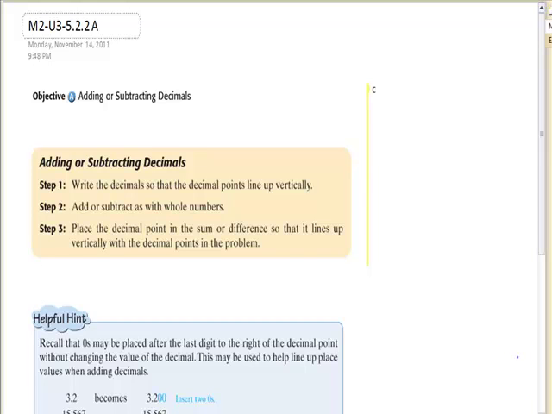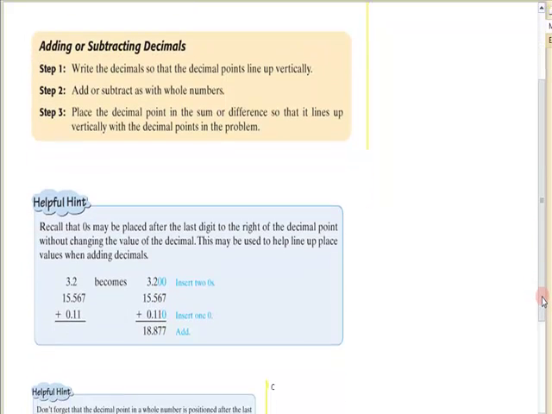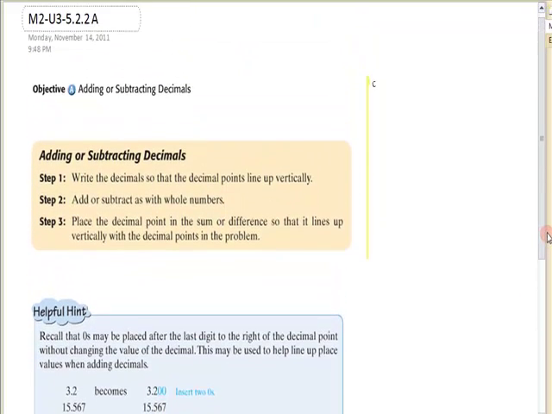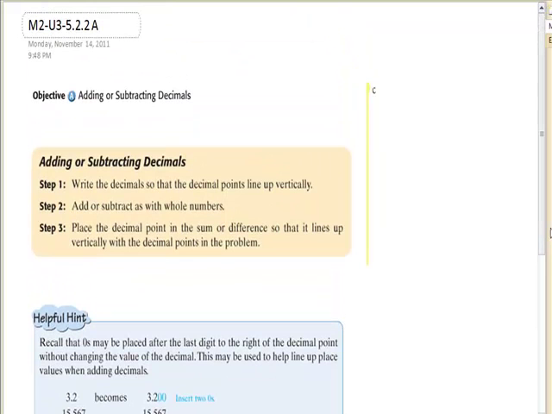In this lesson, we're going to be adding and subtracting decimals, and I hope that you'll have a calculator handy, although I am also hopeful that you could do it without a calculator. The calculator makes it a little more efficient, and you're probably not as likely to make a mistake.